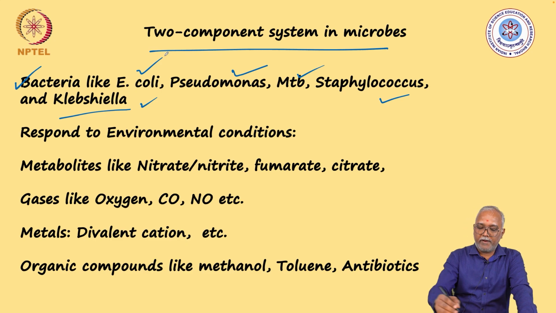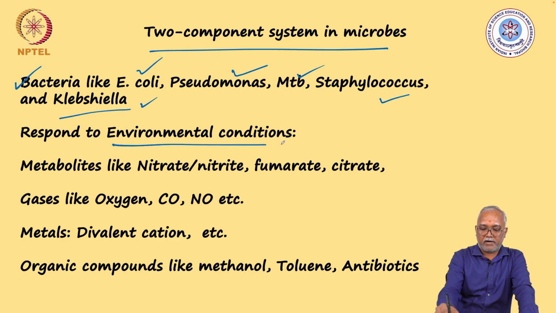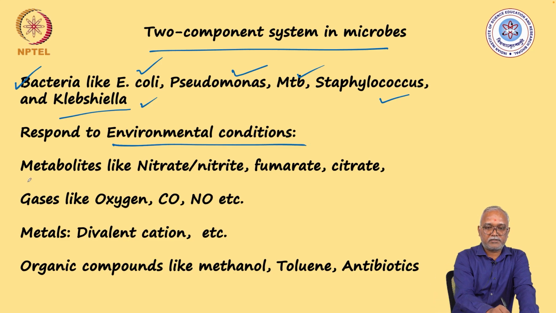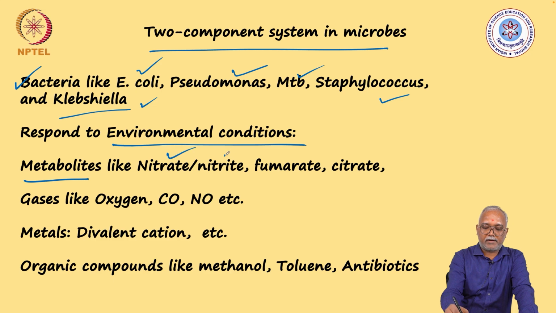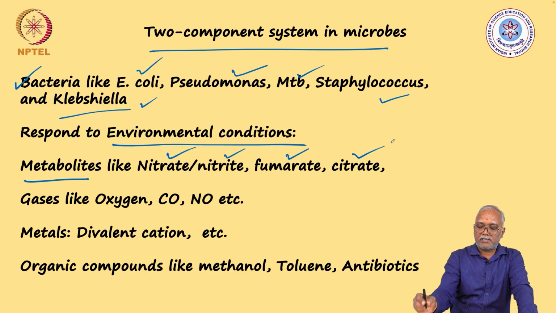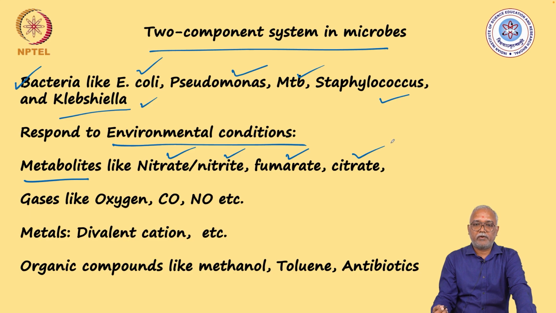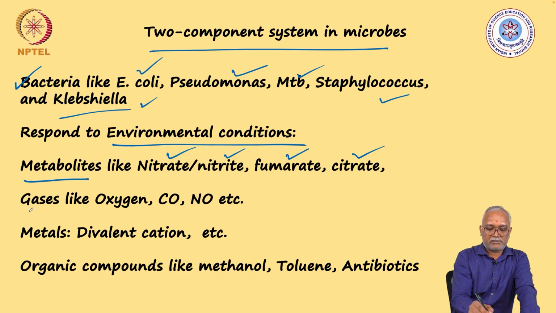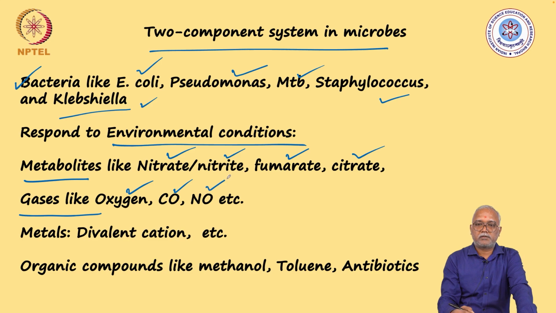What those activities could be? The environmental conditions which are prevalent around them. Whether it is the presence of a metabolite like nitrate or nitrite, fumarate and citrate, these are some examples. There are multiple more. You can think about a metabolite, the presence of an amino acid or a compound, a 4-carbon compound or sugar and so on, to which they need to respond, as well as gaseous molecules like oxygen, carbon monoxide, nitrogen oxide and nitrous oxide.